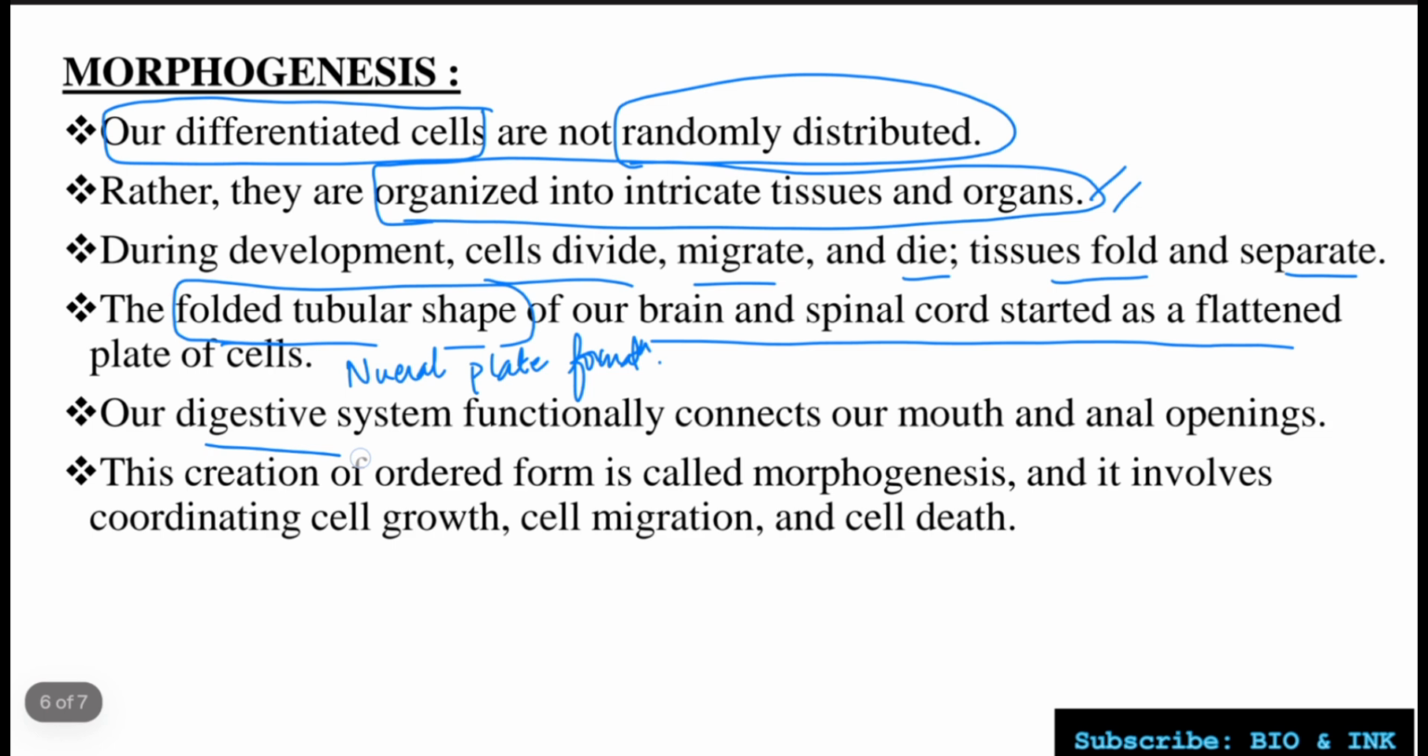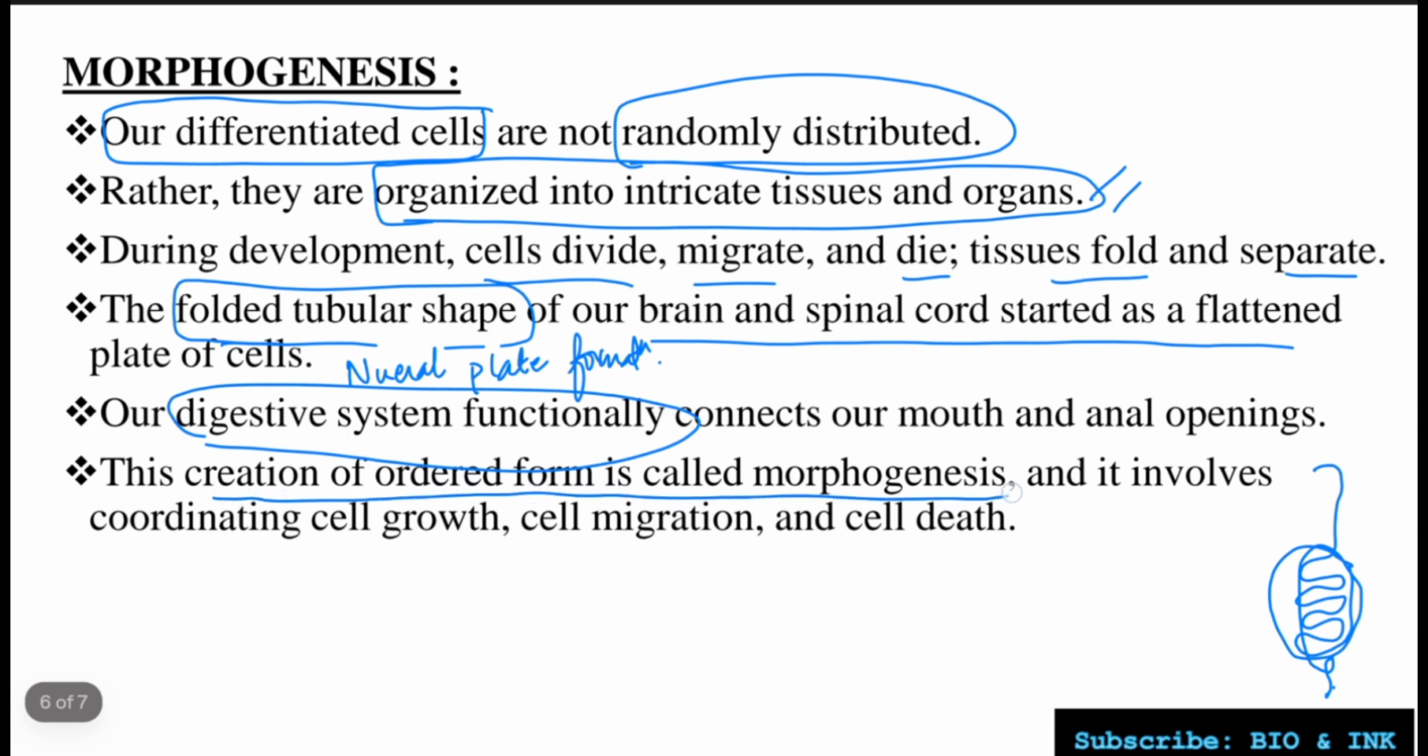Our digestive system is also functioning, and it has a very wide morphology. Suppose it starts from the mouth and goes to the anal opening, which is very intricate. This type of ordered creation is known as morphogenesis. Morphogenesis is nothing but certain drastic changes.